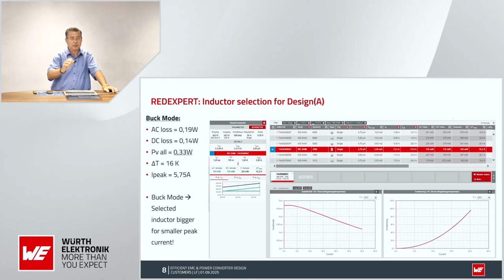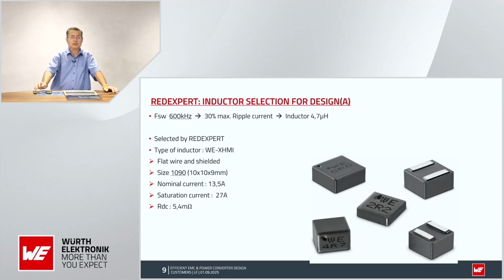In buck mode, now it's buck mode, we have again a 16 Kelvin rise because of the AC and DC losses. The DC losses is because of the DC resistance of the wire. The same component, it looks good. Peak current 5 amp is below 27, more than enough. That's a good choice for my inductor.